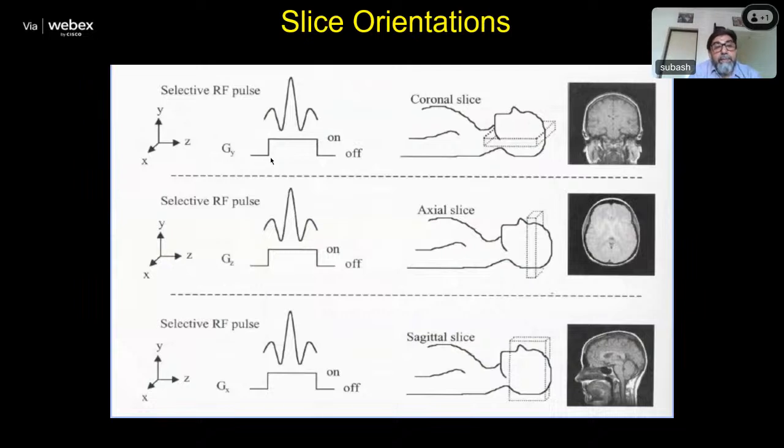When you apply any of these slice selection gradients, you also apply an RF pulse containing the band of frequencies corresponding to the net gradient magnetic field experienced by that slice. So you are applying the frequency of that slice only. What happens is that only this slice will be excited. You put in a 90-degree pulse, and only the nuclei in this slice will be oriented to the XY plane.